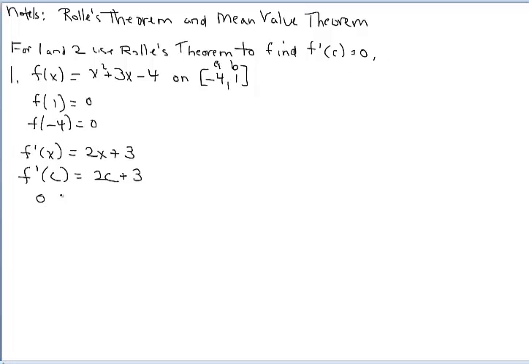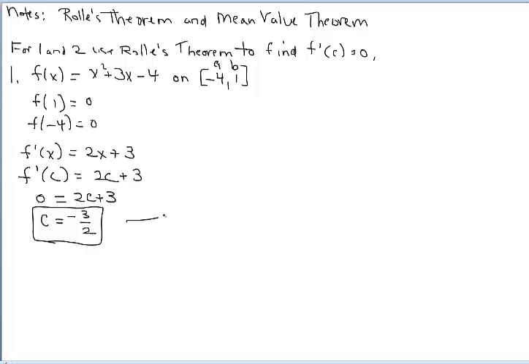So I'm going to replace f prime of c with 0, and then I'm going to solve. I'm going to subtract 3 and divide by 2. So when I do that, I'm going to get -3/2. And I'm going to pause here for a minute, and make certain that -3/2 is a value that falls between a and b. And it does. It checks. And so we can say that this is the location, at least the x value, at which the slope of the tangent line would be 0.